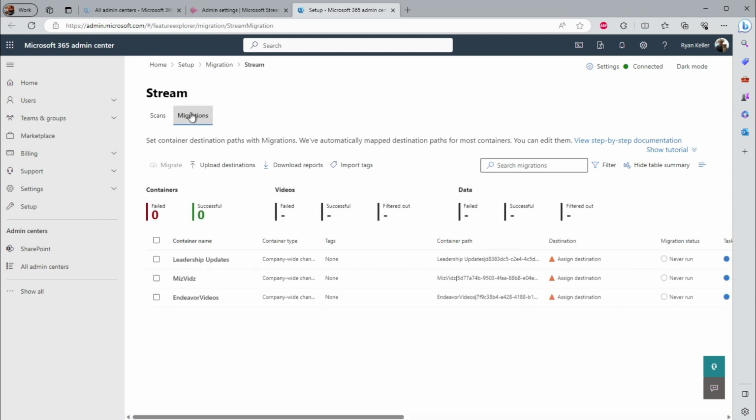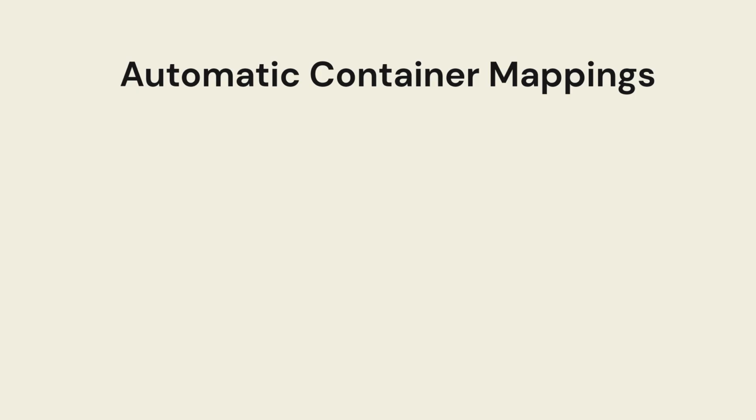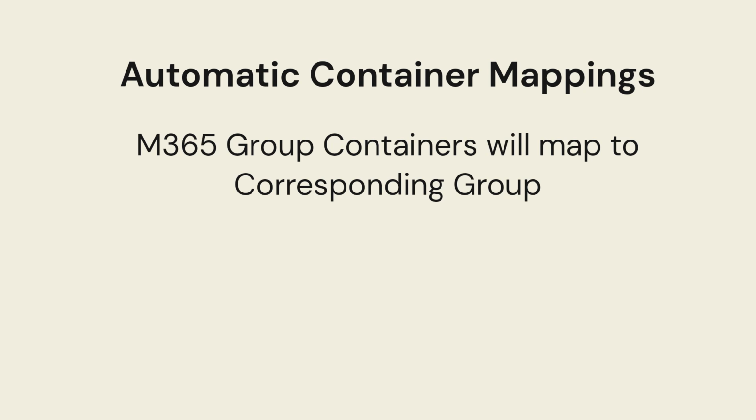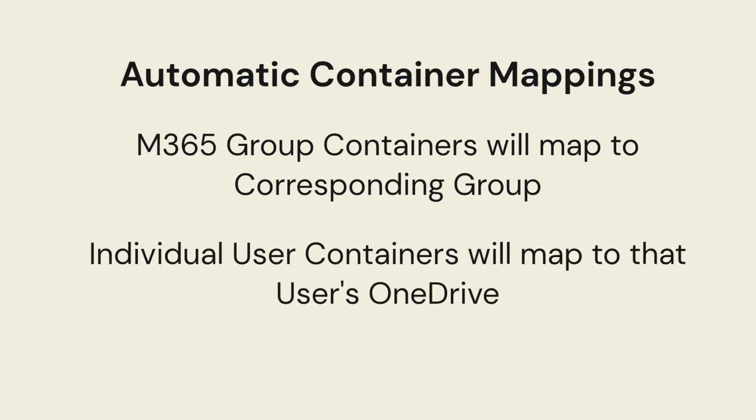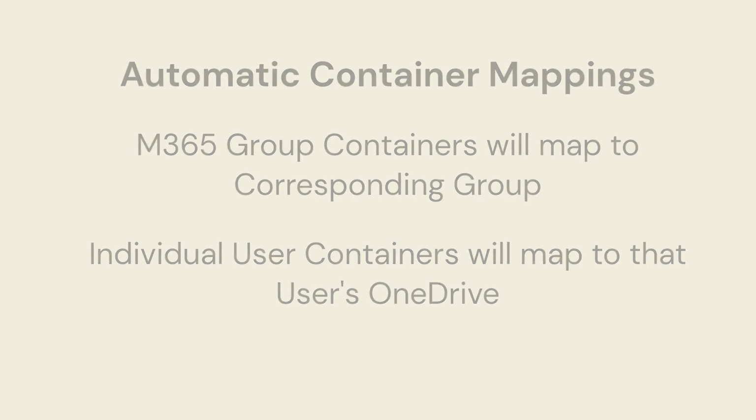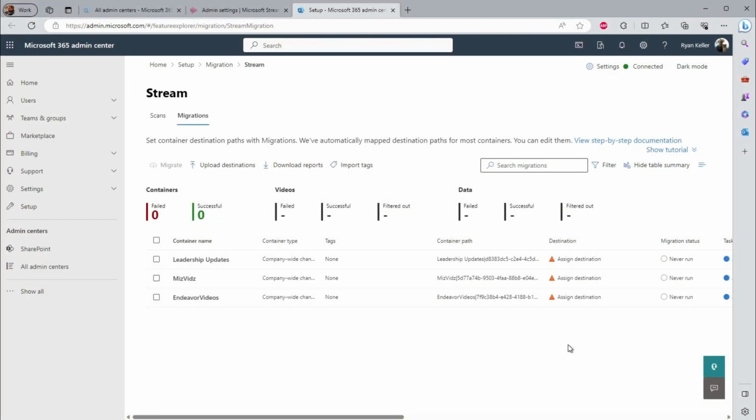Here we can see the containers we've added to be migrated. Some containers may have their paths automatically assigned by the tool. For example, containers that were a Microsoft 365 group will map to that group's SharePoint site, and individual users will have their video content mapped to their personal OneDrive. These paths can be changed if you decide you'd rather put these videos in a different location.